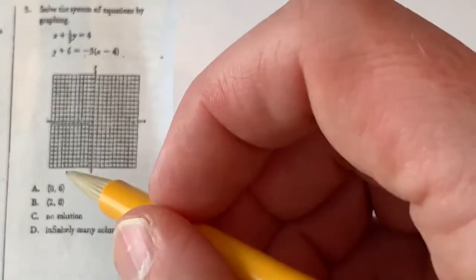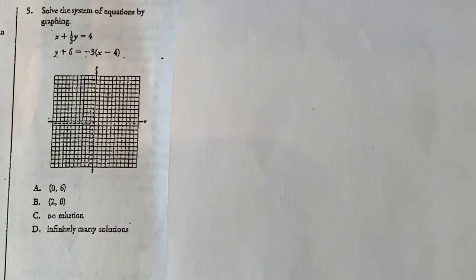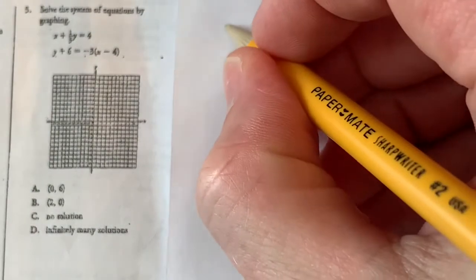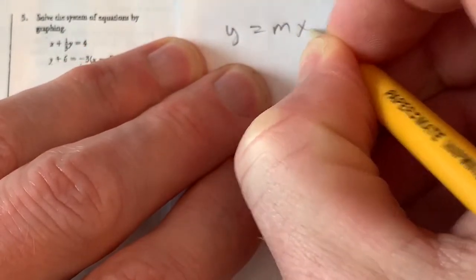Number 5, solve the system of equations by graphing. X plus 1/3 y equals 4, y plus 6 equals negative 3 times x minus 4. So here's what we're going to do. We're going to take this equation and solve those for y, because we want these to be in y equals mx plus b.